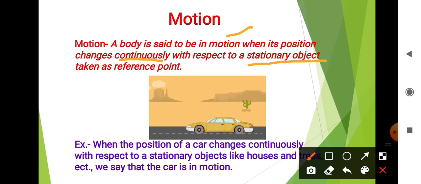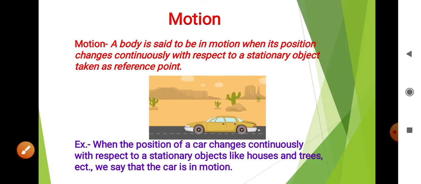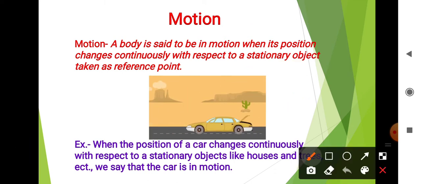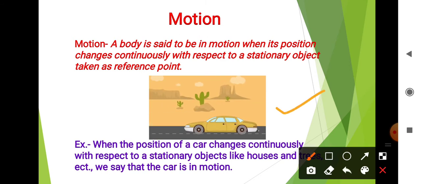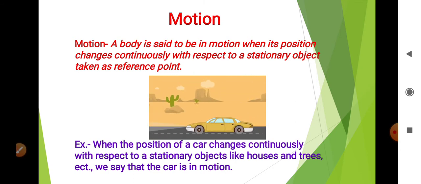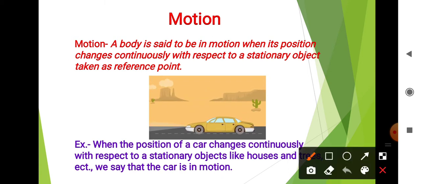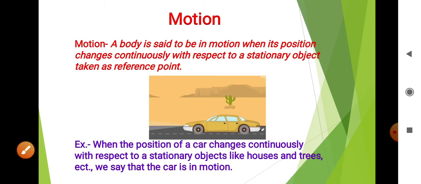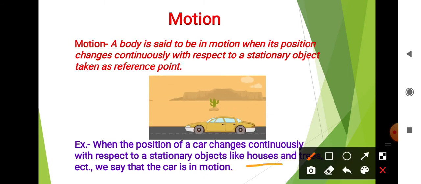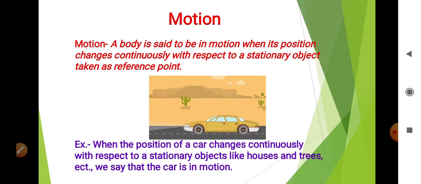A stationary object means, suppose, a tree. Trees are stationary objects. As it is given in the video you are viewing on your mobile screen, the car is in motion because the position of the car with respect to the trees is continuously changing. That's why the car is in motion. It is written in the example, when the position of the car changes continuously with respect to stationary objects like houses, trees, we say that the car is in motion.